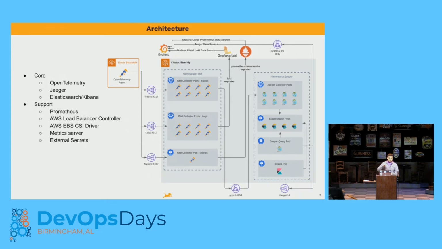And the reason we separated these collectors out was so we can scale them independently. If we don't have as many logs, but we have a lot of traces, we can scale our trace pods to have a lot more horizontal scaling and not have to do it just because of logs, for example.